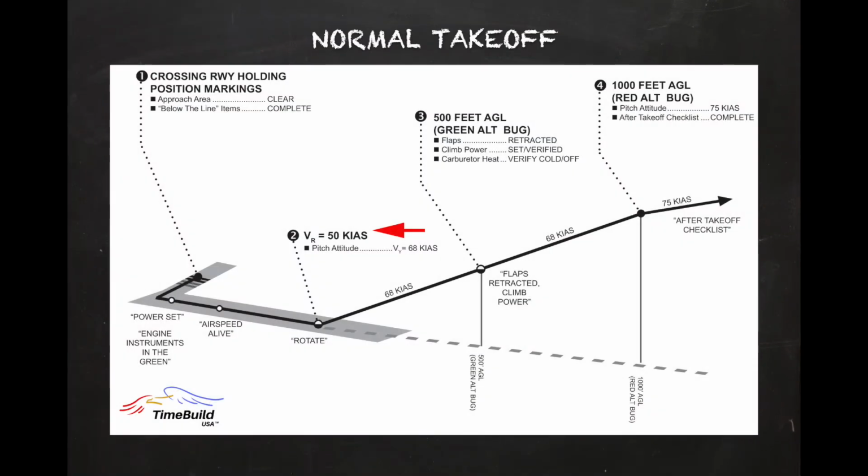Rotation of the Cessna 150 is conventional, requiring a positive pitch input at 50 knots indicated airspeed to achieve positive rotation. Once the aircraft leaves the ground, the pilot should adjust the pitch attitude for initial climb at 68 knots indicated airspeed, which is the best rate of climb at sea level. VY should be maintained until 1,000 feet above ground level.